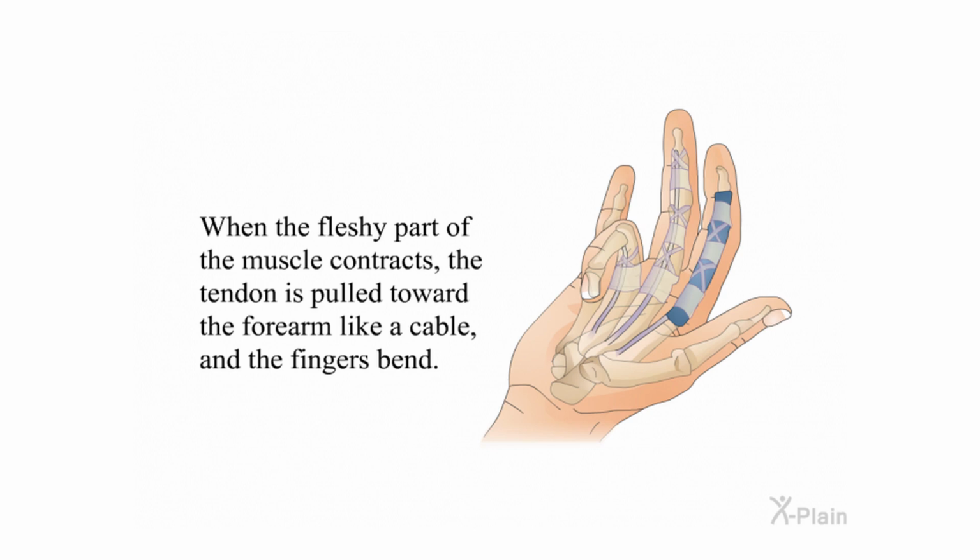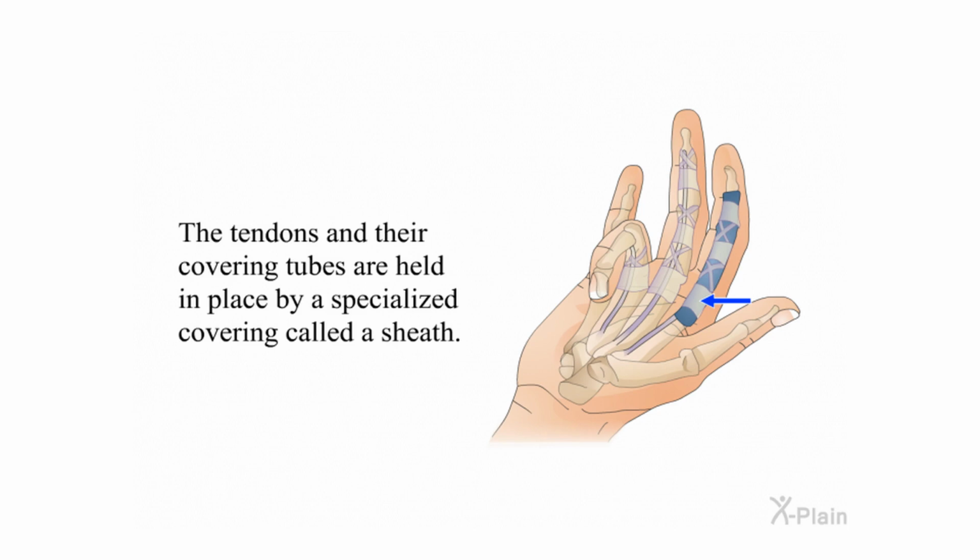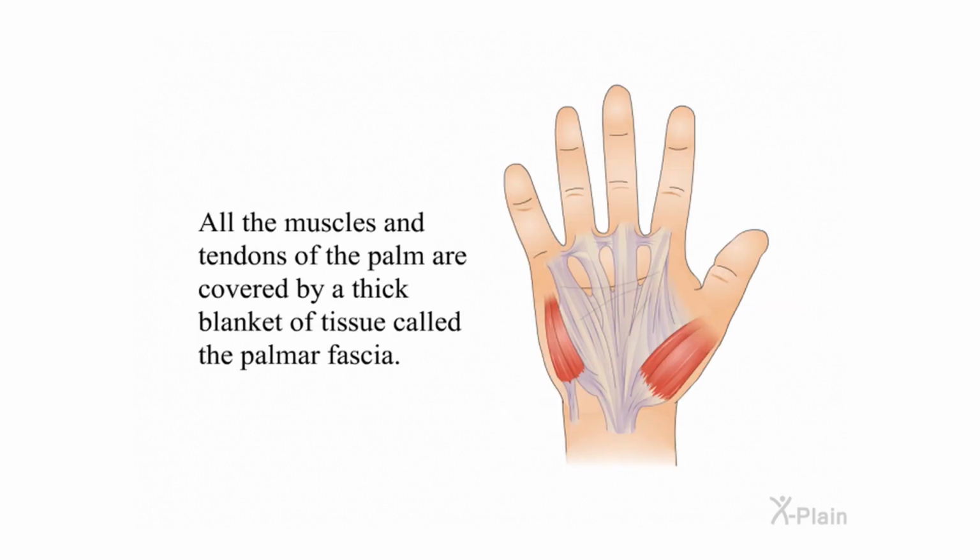When the fleshy part of the muscle contracts, the tendon is pulled toward the forearm like a cable, and the fingers bend. Some of the tendons are covered by a special tube containing lubricating fluid. This allows smooth and painless movement. The tendons and their covering tubes are held in place by a specialized covering called a sheath. All the muscles and tendons of the palm are covered by a thick blanket of tissue called the palmar fascia.